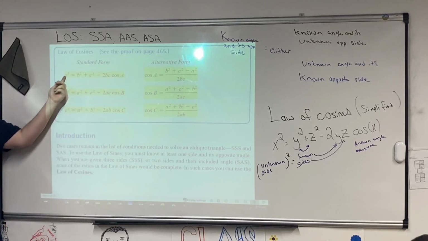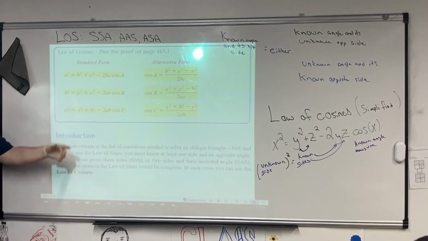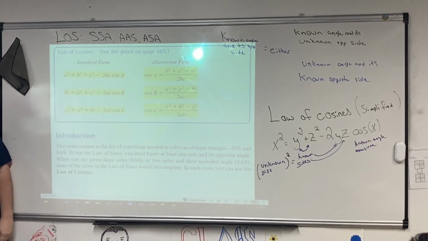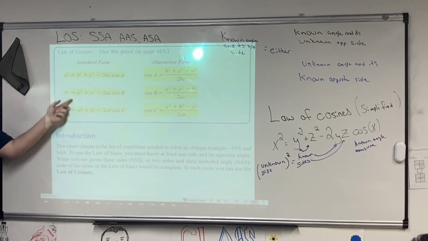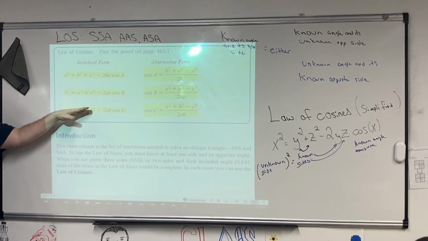Here it's the same thing. Here either side A is known or angle A is known. The other one is unknown. Here, B is one is known, one is unknown. Alright, go ahead. So those two are even. All of these are the same. It's just we've labeled the triangle in a different way. Exactly. So if these are all the same, why memorize all three, right?